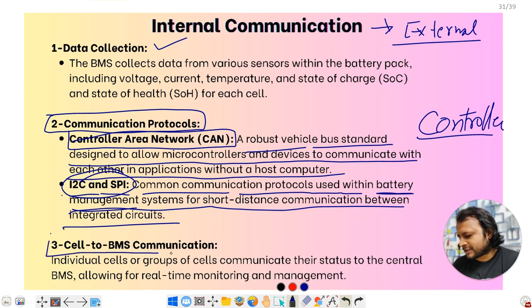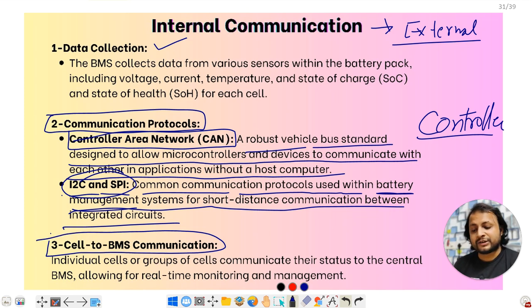And the third one is cell to BMS communication. It is ensured with the help of many sensors and other things, BMS doing real time monitoring and management of cells, that we know already.